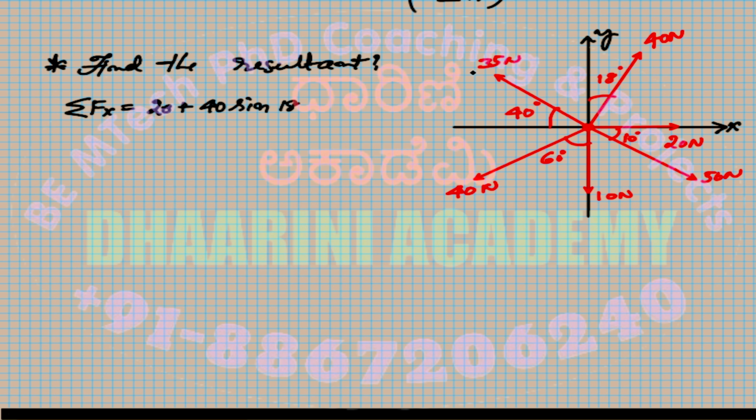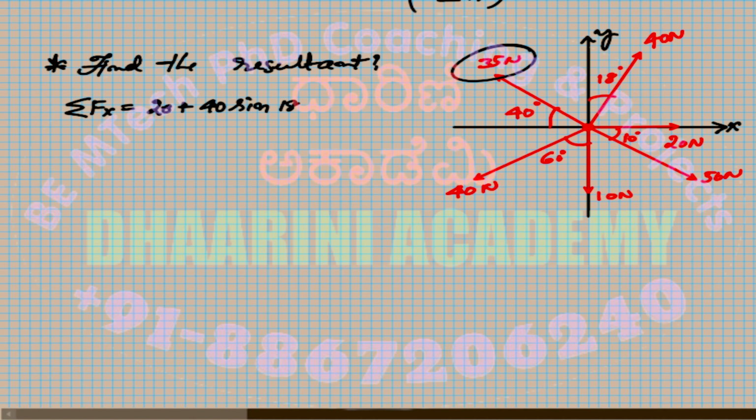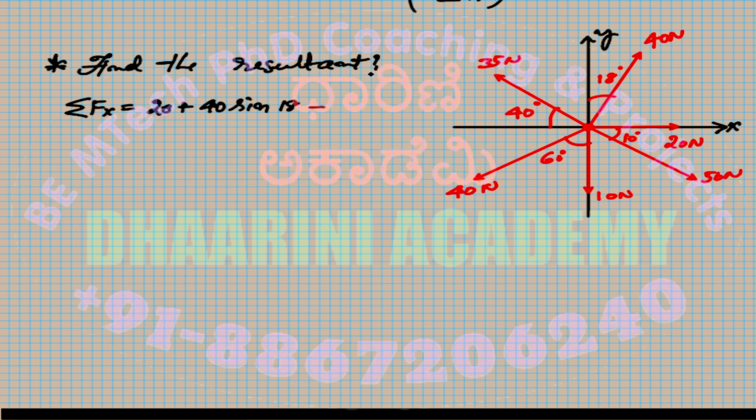All right. Next, move to the 35 Newton. This is present in the second quadrant. So the force is negative along the x-axis. Minus. So this is 35. Angle is given with respect to which one? X-axis. So this is cos 40.